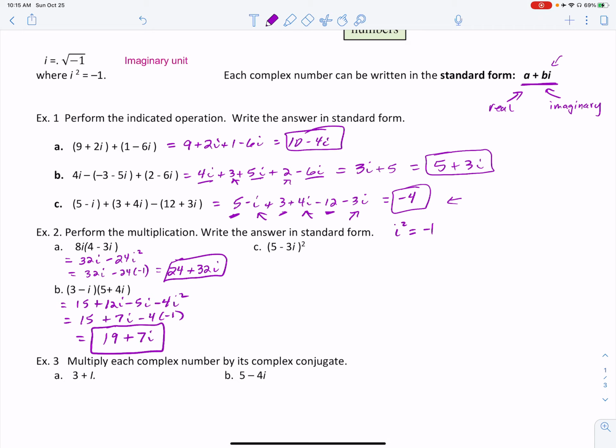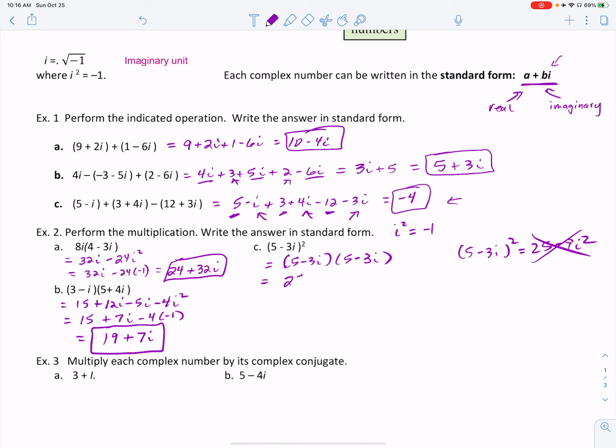Now, in this next one, notice, copy the original problem down and then have equals as you work down: 5 minus 3i times 5 minus 3i. When you square a binomial, you get a trinomial. I cannot emphasize that enough. The error that people make is they just get 25 minus 9i squared, and that's wrong. You've got to square it, multiply and double it. You've got to do the whole FOILing process.